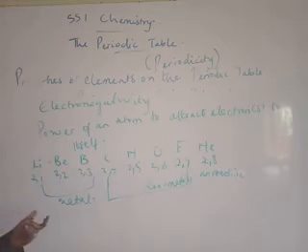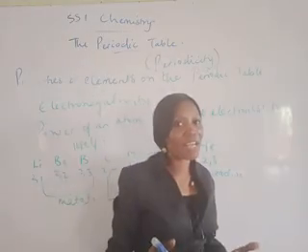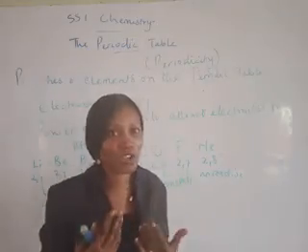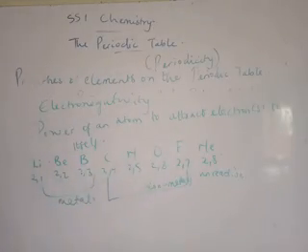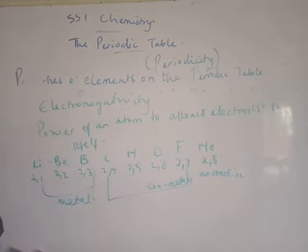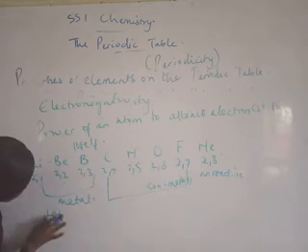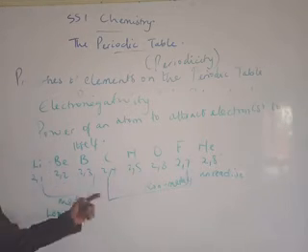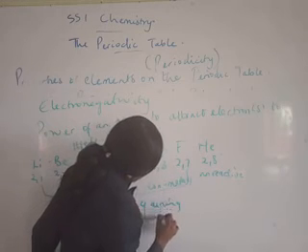We said electronegativity is the power or the ability of an element or an atom to pull electrons. When I say pull electrons, I also mean attract electrons to itself. Now, remember metals. For metals to react, they react by losing electrons, while non-metals react by gaining electrons.